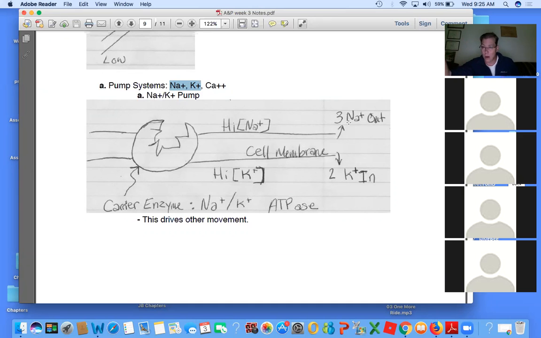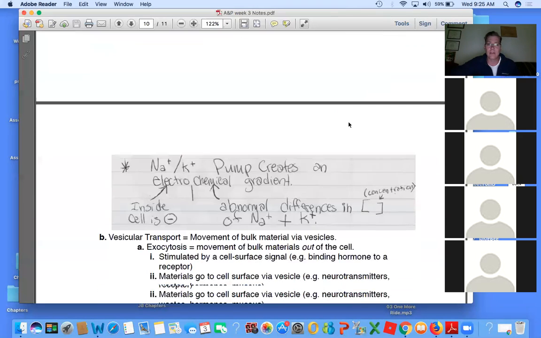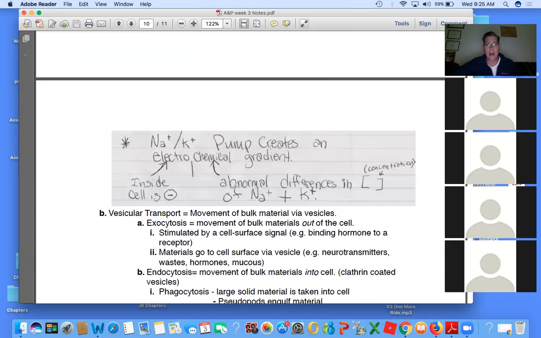So you're making the outside more positive. More of your friends are outside than inside. The inside becomes more negative, and that's why all of our cells are at negative 70 millivolts. The sodium-potassium pump creates an electrochemical gradient. The electro part is that the inside is electrically more negative. The chemical part is that there's an abnormal difference in concentration of sodium and potassium, so there's a chemical difference across the membrane. More sodium outside, more potassium inside.